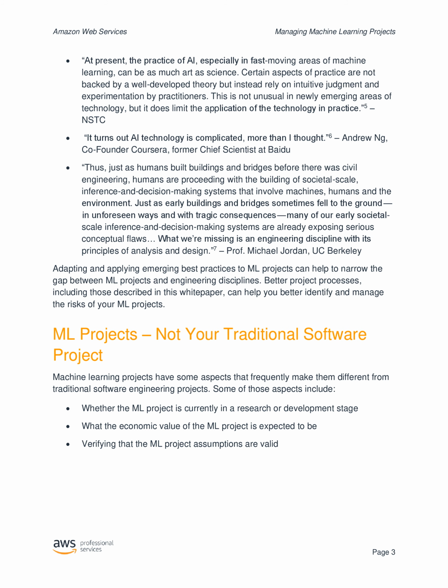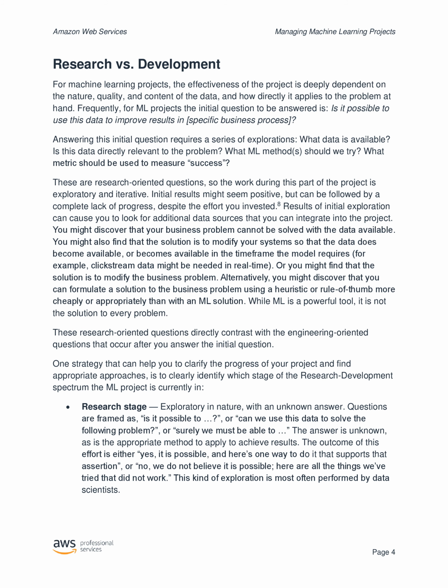Machine learning projects have some aspects that frequently make them different from traditional software engineering projects. Some of those aspects include whether the ML project is currently in a research or development stage, what the economic value of the ML project is expected to be, verifying that the ML project assumptions are valid. Research versus development.